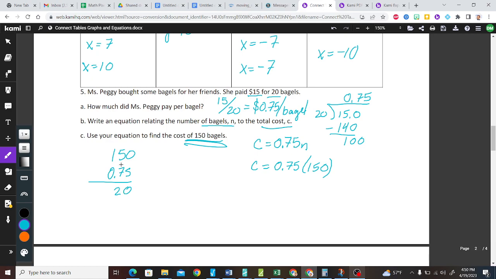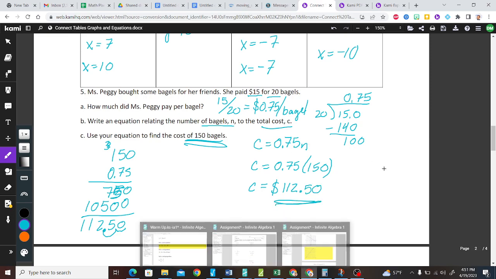0, that's a 2, carry the 2, that's a 7. That doesn't seem right, sorry, that should be a 5. My brain was a little off. 0, and then that's a 0, 7, that's 5, 35, carry the 3, that's 7 times 1 is 7. And then we move the decimal over 1 and 2 spaces, and so the cost for buying 150 bagels at 75 cents a bagel is $112.50. And that ends page 2.